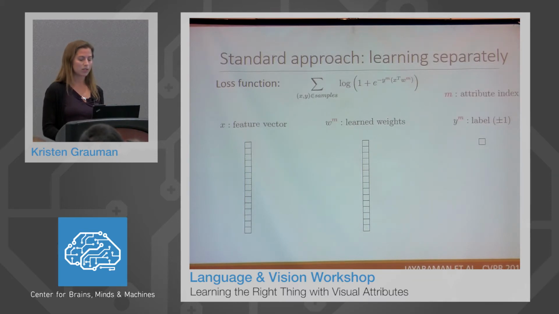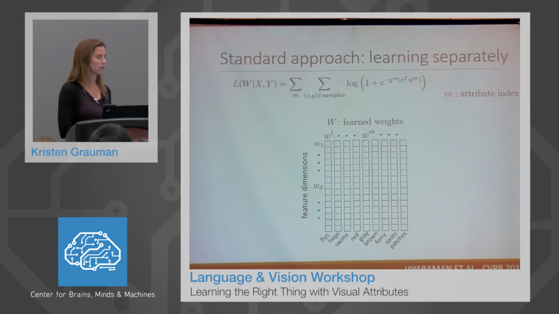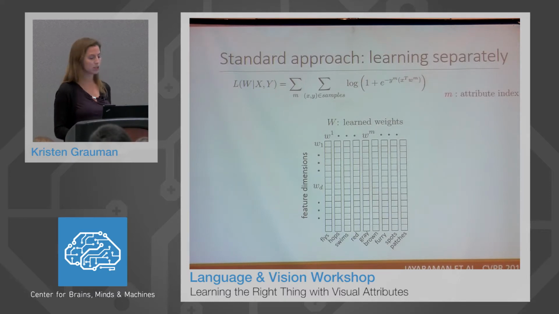Then think about not just having one of these attributes that you're training at a time, but you're training all of them jointly. So now we have this matrix of the classifier parameters. Each column is a classifier, and the rows denote feature dimensions for all the classifiers. So here you see the names of attributes at the bottom. Each one is a learned classifier.